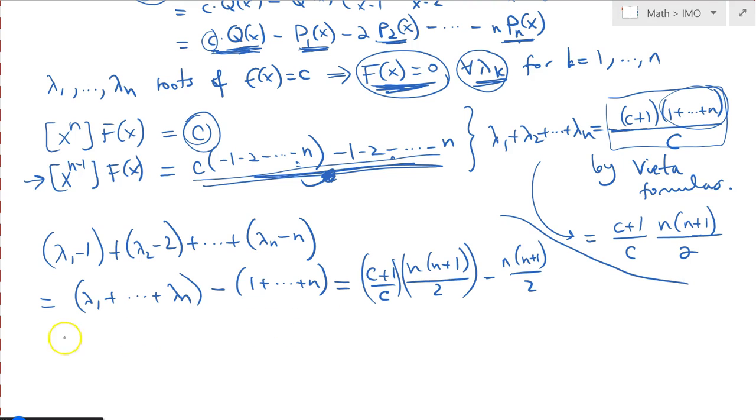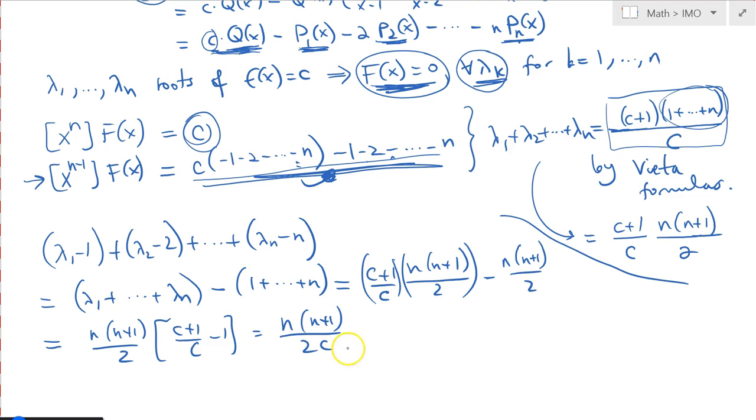Finally, combining these last results, we have an n times n plus 1 over 2 common factor, and what's remaining inside the first one is c plus 1 over c, and inside the second one is a minus 1, so minus c, so you will just have 1 over c remaining here. So it's just equal to n times n plus 1 over 2c.